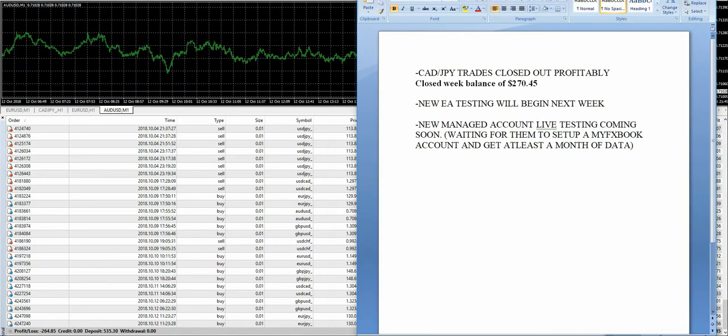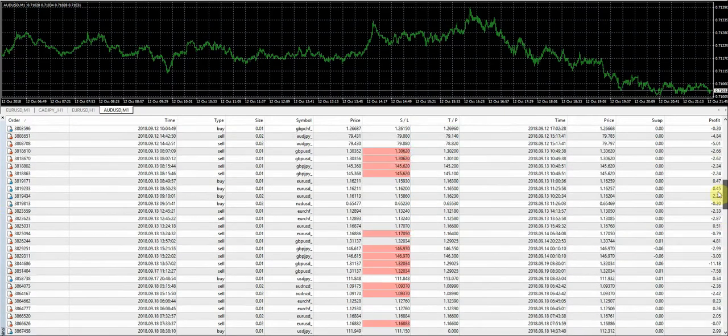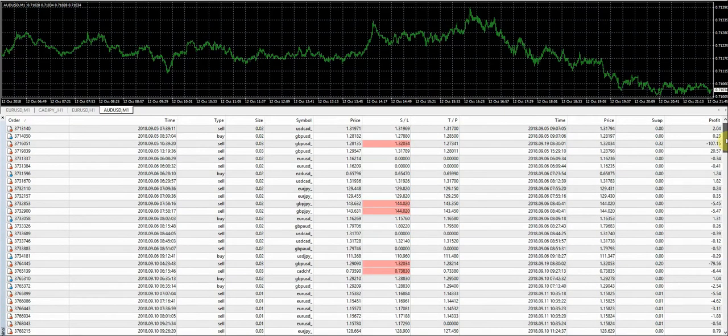I just made myself some notes here. I'll just let you guys see it. You can see here our CAD Japanese yen trades have closed out profitably. And we'll go ahead and take a look. That was from very early on. So let's see where those trades are here.